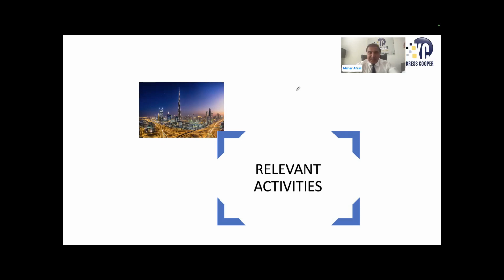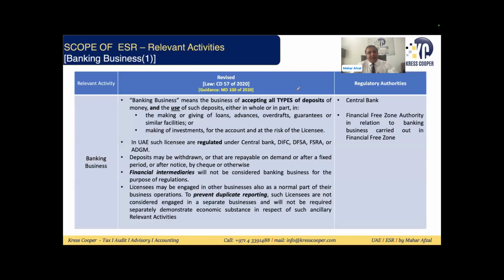So we know what a licensee is. Going back to the basic definition, the crux of the discussion is this: if the licensee is conducting any relevant activity and generating relevant income from it, then they need to do three things. So we have decided what a licensee is. Now, relevant activity. In the law, they have given nine relevant activities.